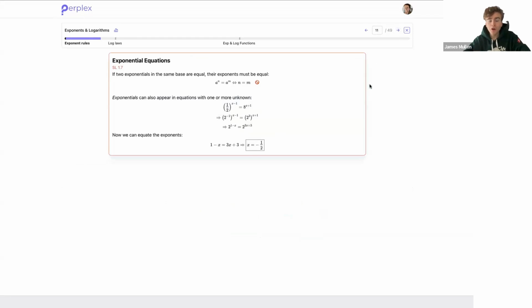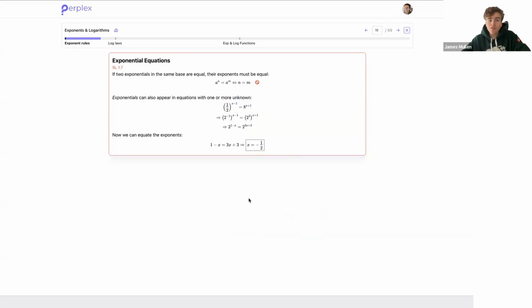Next. Okay, so now that we've understood the basic rules that we have for exponents, I want to talk about exponential equations. So if you have a left-hand side and a right-hand side that are equal and they have the same base, so I have a to the power of n is equal to a to the power of m, then n and m have to be the same. I can't have two different powers.